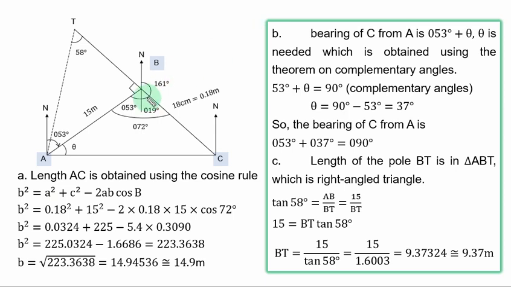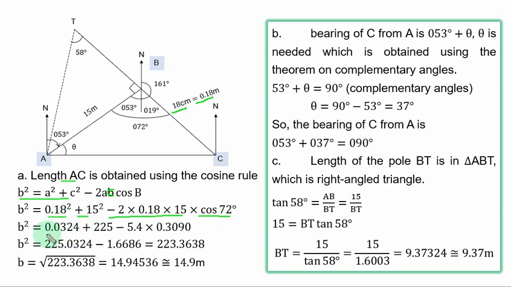The solution continues. You have all the angles marked out. This side has been converted to meters and you have 0.18 meters. To get the length AC, it is by cosine rule. If you label the various sides, here is side B, here is C, and here is A. So you have B squared equal to A squared plus C squared minus 2AC cos B. So B squared is equal to 0.18 squared plus 15 squared, minus 2 times AC in this form times cos 72 degrees.